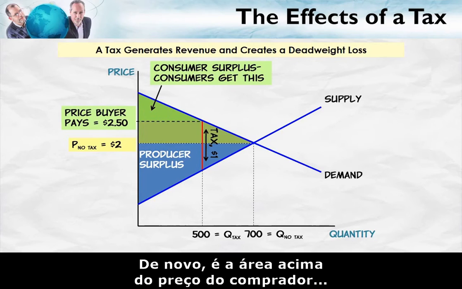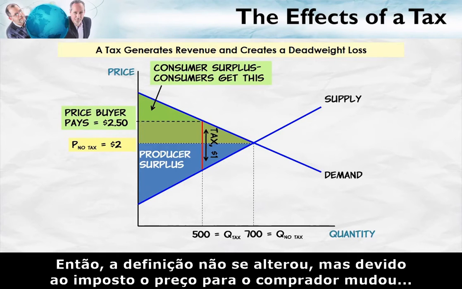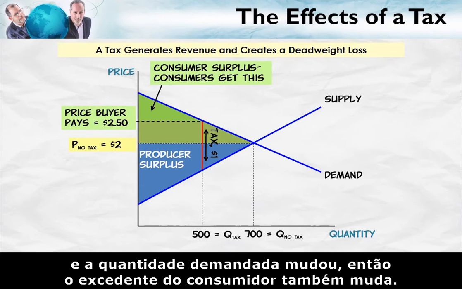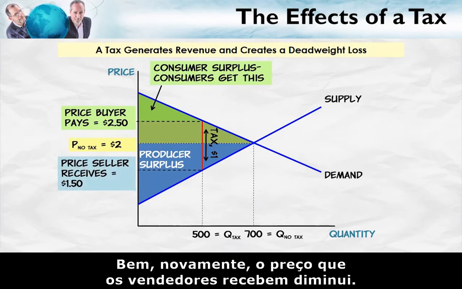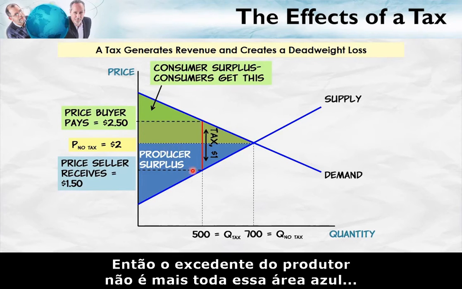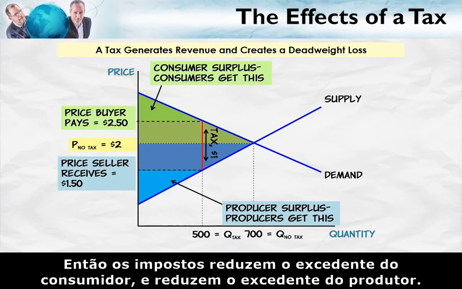Again, it's the area above the buyer's price up to the quantity exchanged and below the demand. So the definition hasn't changed, but because of the tax, the price of the buyer changes and the quantity exchanged changes, so the consumer surplus changes as well. In this case, it gets a lot smaller. What about producer surplus? Well, again, the price which the sellers receive falls. So producer surplus is no longer this large blue area, but is now just this much smaller blue area. So the tax reduces consumer surplus and it reduces producer surplus.